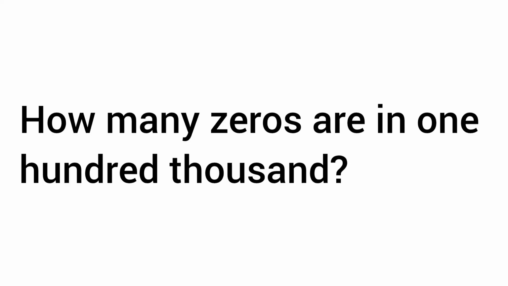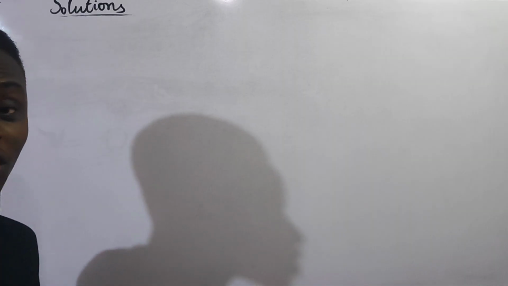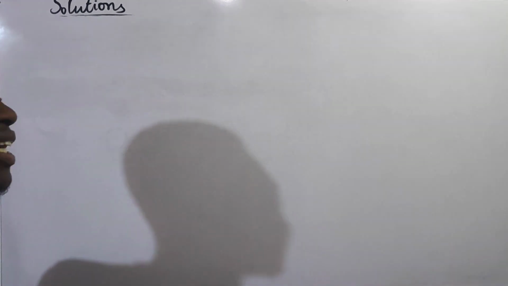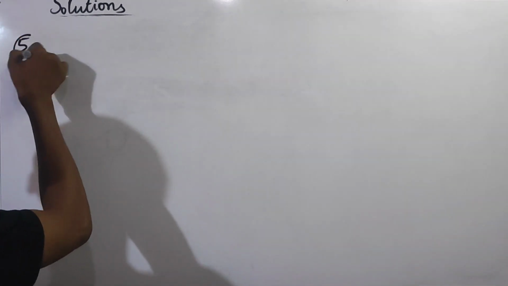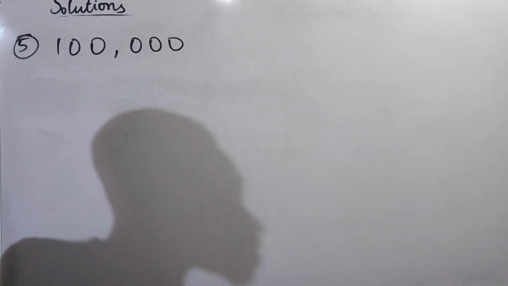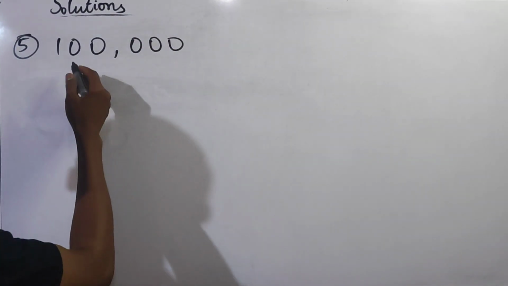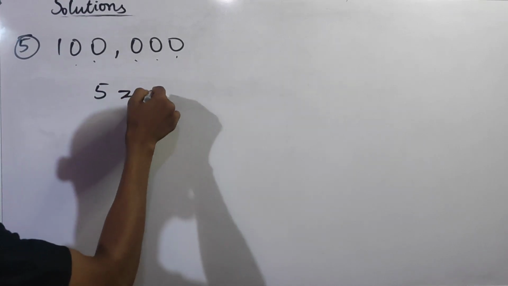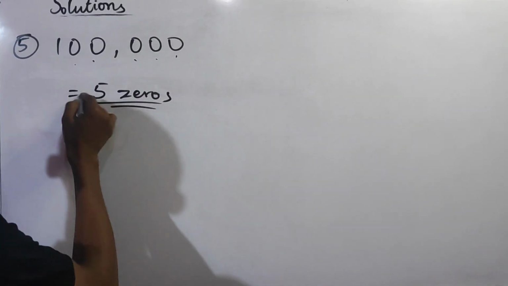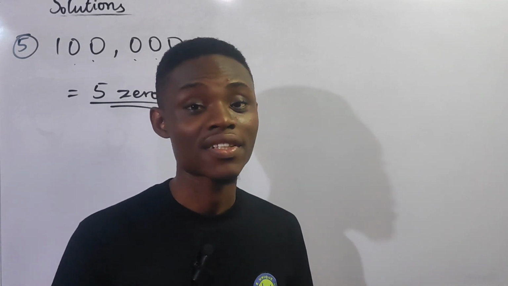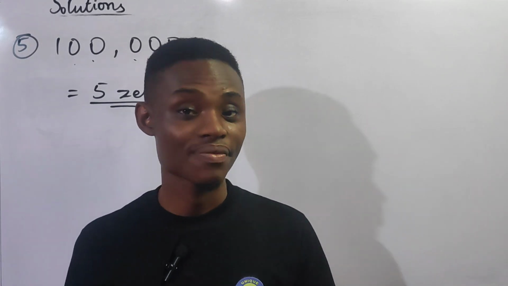Okay, number 5. How many zeros are in 100,000? Now, this one is talking about the number of zeros. So we write 100,000 again. How many zeros do you see there? 1, 2, 3, 4, 5. 5 zeros. You see, digits are different from the number of zeros.